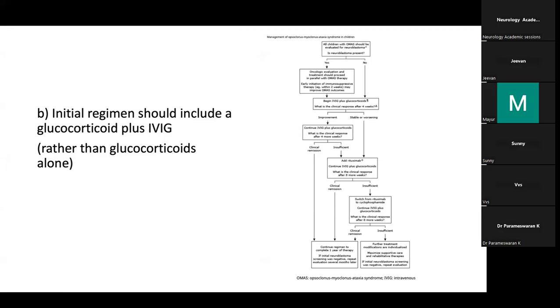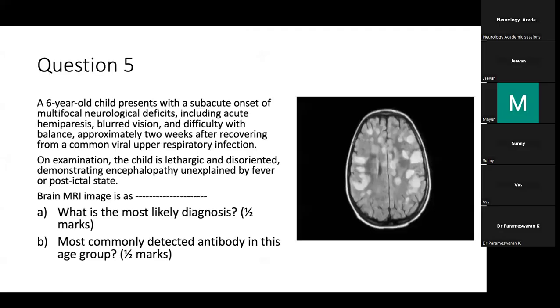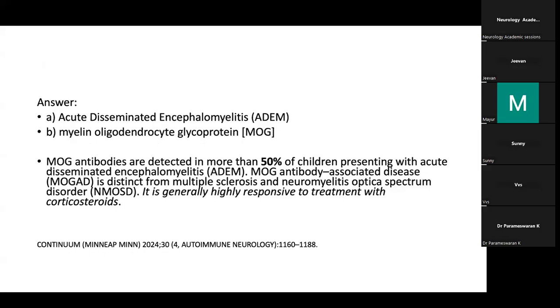Question number 5. A 6-year-old child presents with a subacute onset of multifocal neurological deficits, including acute hemiparesis, blurred vision, and difficulty with balance, approximately 2 weeks after recovering from a common URTI. On examination, the child is lethargic and disoriented with demonstrable encephalopathy unexplained by fever or post-ictal state. The brain MRI image is shown. The most likely diagnosis in this is ADEM, acute disseminated encephalomyelitis.